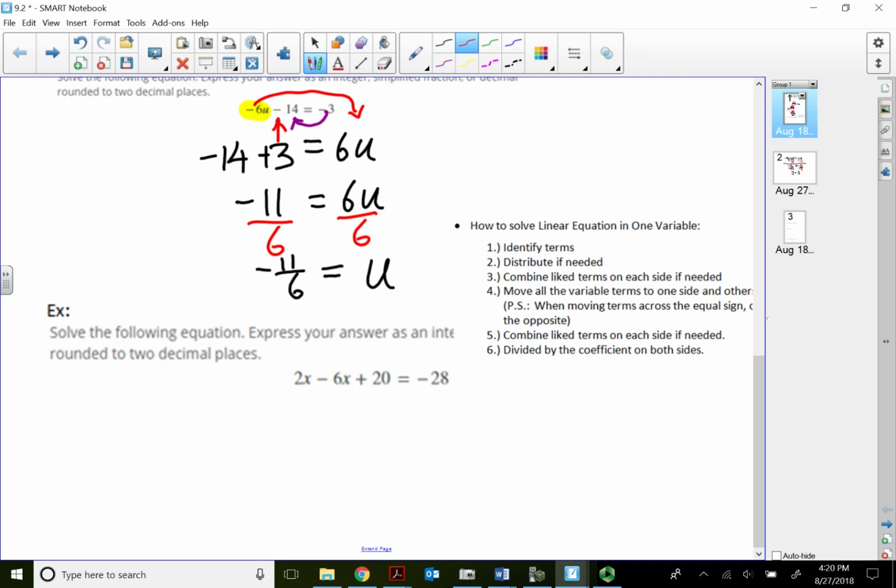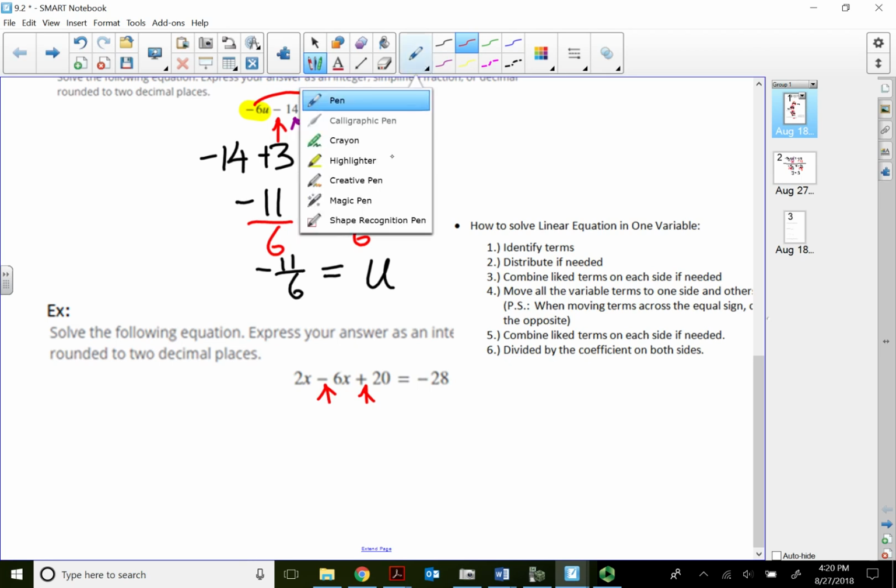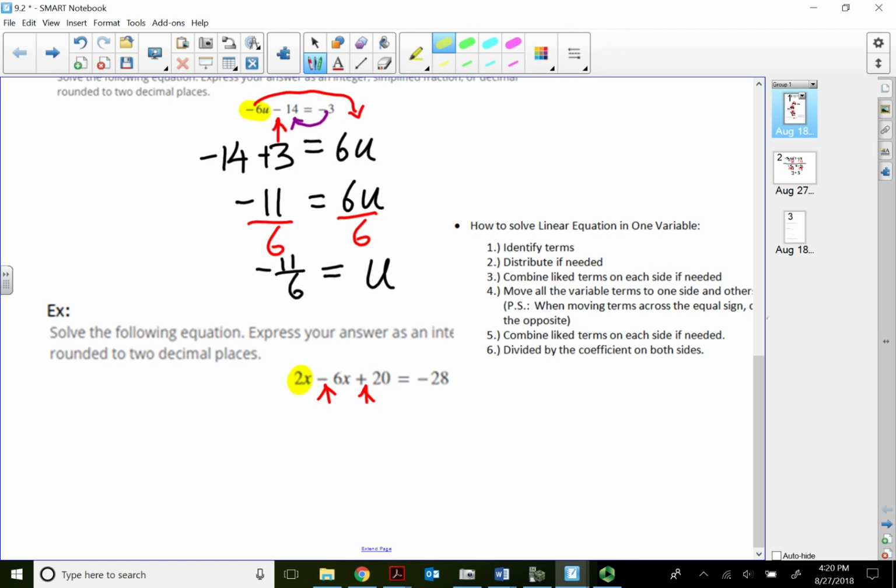So that means I got three terms. On the left side, 2x is one term, negative 6x is one term, positive 20 is another term. On the right side of the equal sign, I only got negative 28, so that's a term. All right, none of the four terms has parentheses, so there's no distribution. Step number 3, combine like terms on each side.